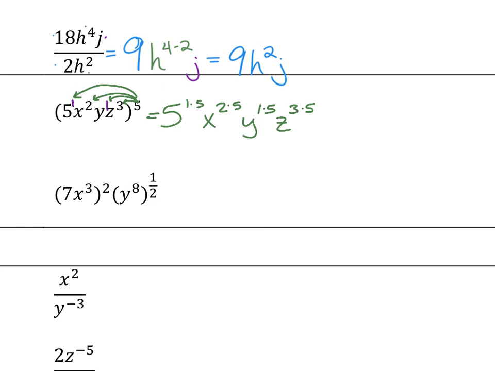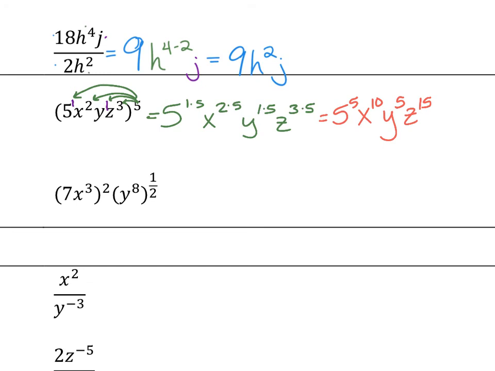Because a lot of people would accidentally multiply just 5 times 5 and make it 25, but it's not. It is 5 to the 1 times 5 power. So if we keep simplifying this down, there'd be 5 to the 5th power, x to the 10th power, y to the 5th power, and z to the 15th.